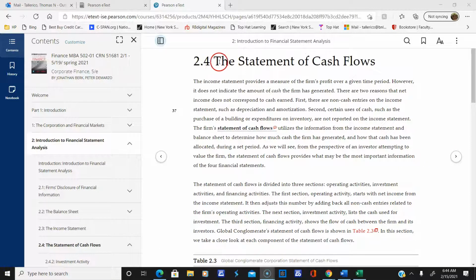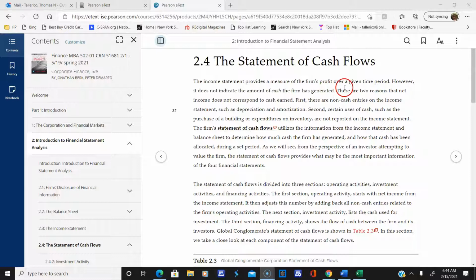So now here in section 2.4 we have probably the most important statement of all, and this is called the statement of cash flows. So let's talk about the statement of cash flows for a minute. The statement of cash flows basically tells you how much cash you have on hand. Think about it this way: you can have a lot of assets, and stocks and all kinds of things, but if you don't have cash to pay your bills, if you do your own personal statements and you can't pay your bills because you have no cash, that's a problem.